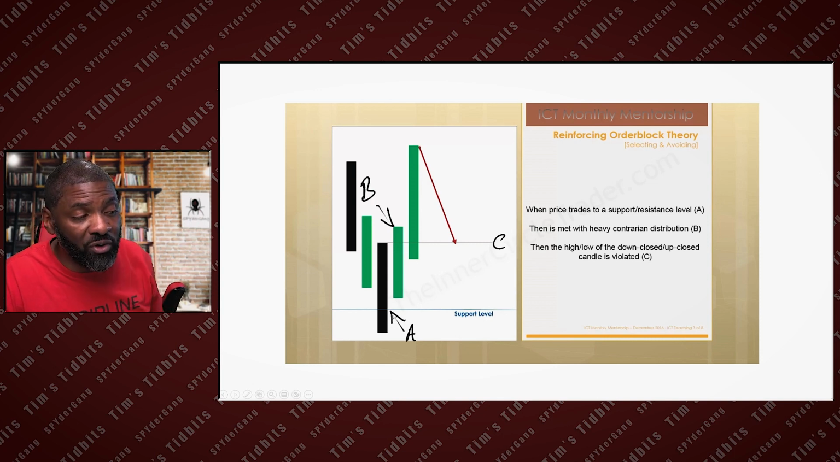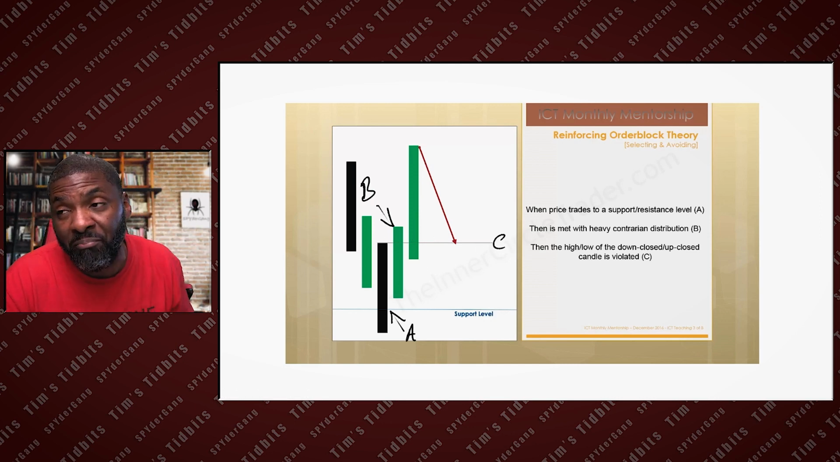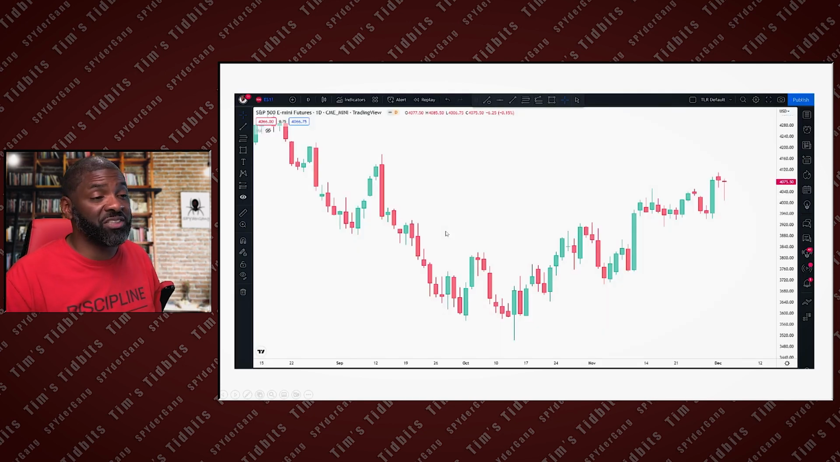We come to a level of support and we get heavy distribution, right? See candle B right there, big distribution. This next candle, big distribution. But when the high of this down close candle right here, when it came to support, is violated with that heavy distribution, that constitutes that as an order block right there. That's the violation of the high right there at C. That's what that line is for. Now, hopefully that explained it a little bit better, but let's go find it in price action, shall we?